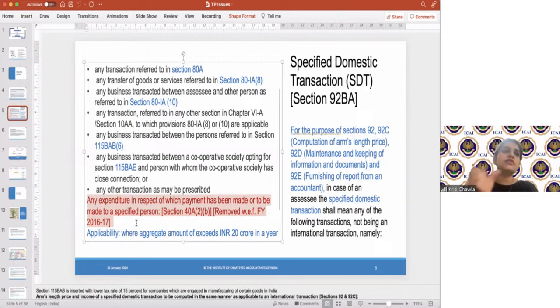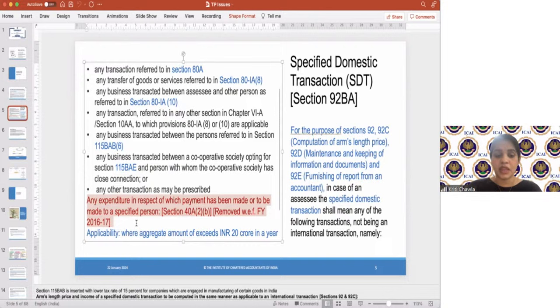Meaning to say that, before 2017, even transactions with specified persons, sometimes with relatives, sometimes in the same company where excessive salary was being given to related persons, etc., were within the ambit of section 40A(2)(b). They removed that and just said that specified domestic transactions are now only applicable to entities which are claiming tax holiday or which are in non-DTA areas basically.